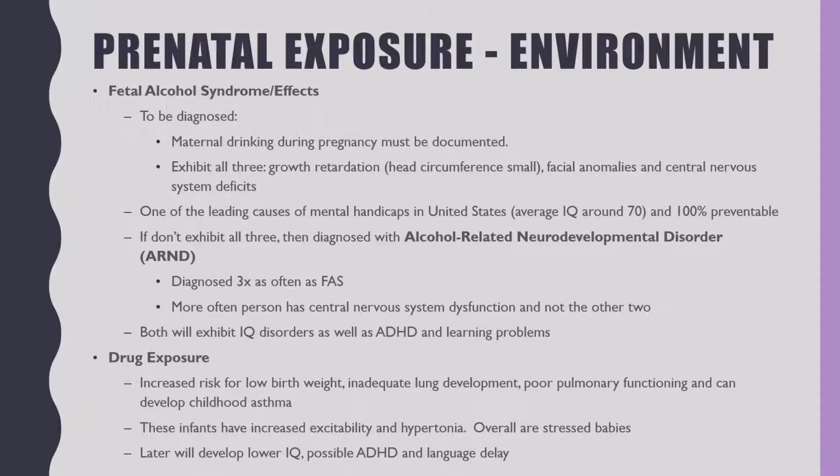To be diagnosed with fetal alcohol syndrome, maternal drinking during pregnancy must be documented, and the infant must exhibit all three of these: growth retardation, so the head circumference is small, facial anomalies, and central nervous system deficits. It makes sense that if an infant has insufficient development of head circumference, then brain development will be affected. Research shows that if head circumference is below the 5th percentile, a child is at high risk for developmental disabilities.